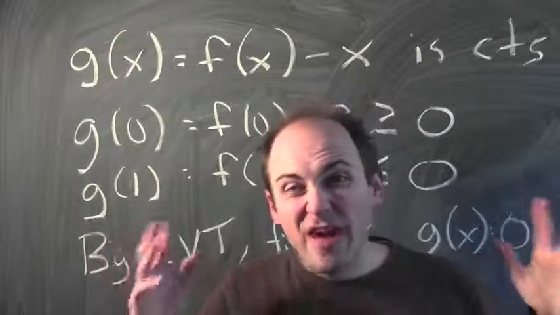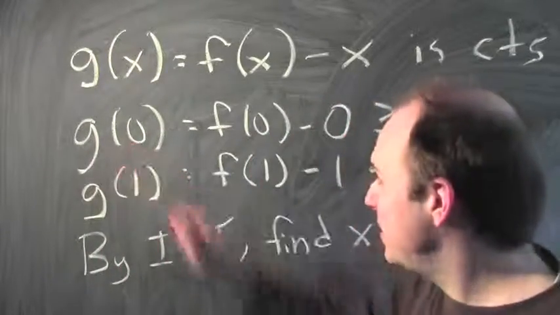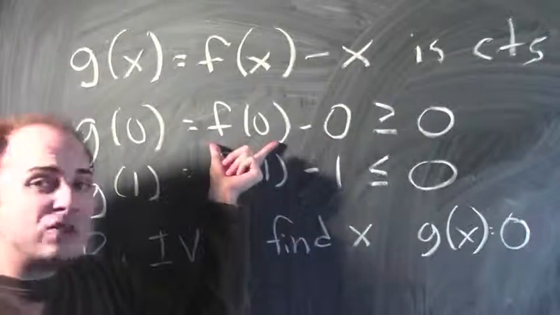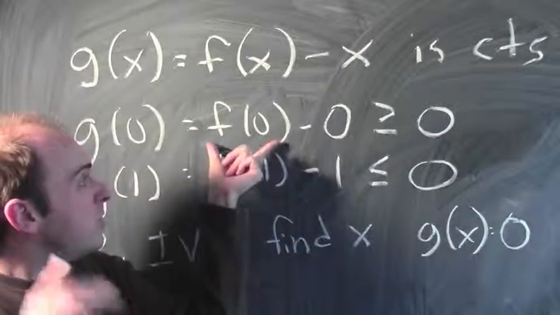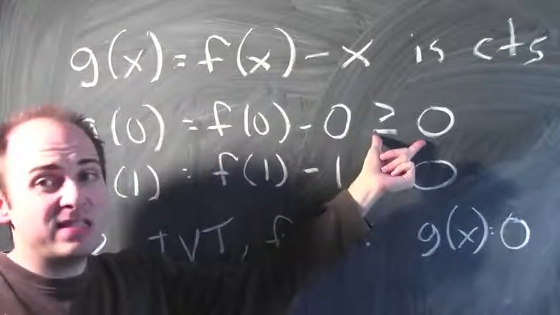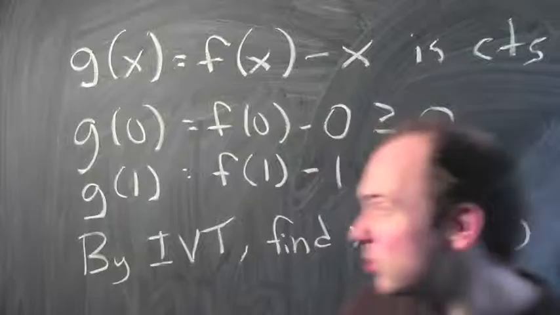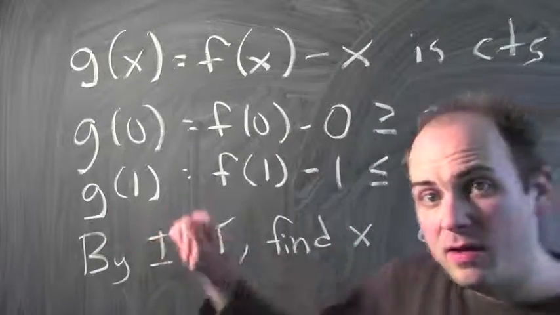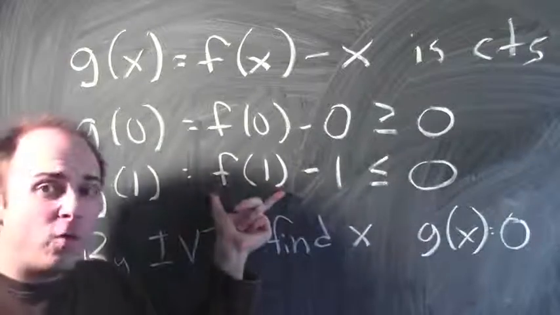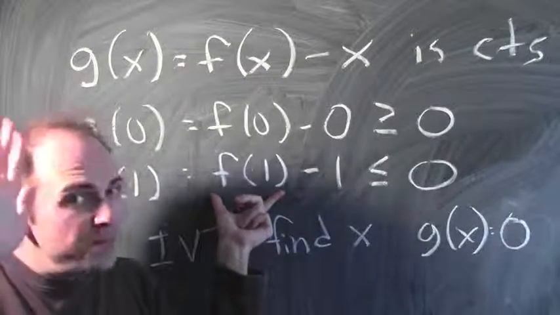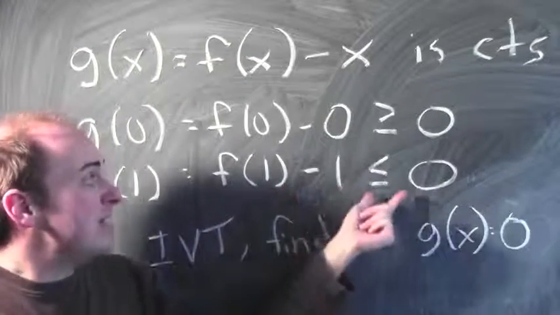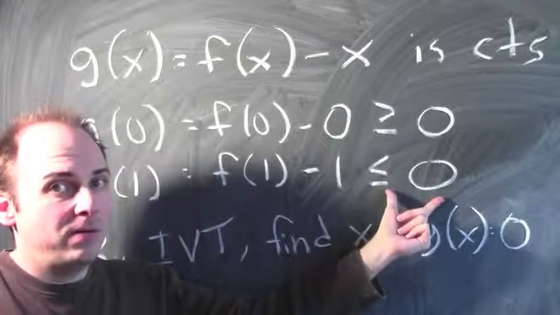I also know something about the values of g. What's g of 0? Well, g of 0 is by definition f of 0 minus 0. f of 0 is between 0 and 1, so I've got a number between 0 and 1 minus 0. That number is at least 0. I also know something about g of 1. g of 1 is by definition f of 1 minus 1. f of 1 is between 0 and 1. It could be 0, could be 1. But a number between 0 and 1 minus 1 is less than or equal to 0.